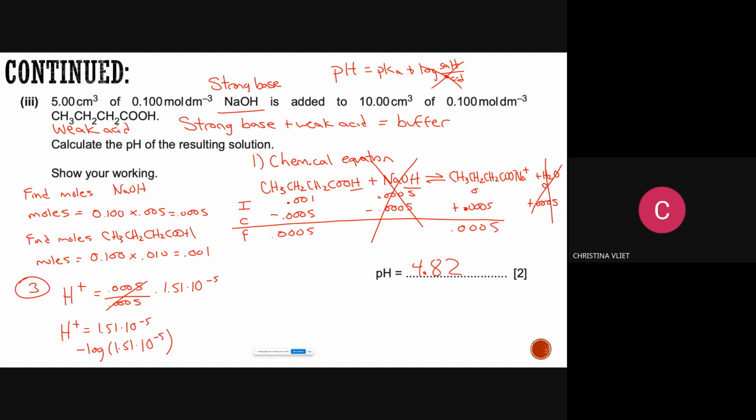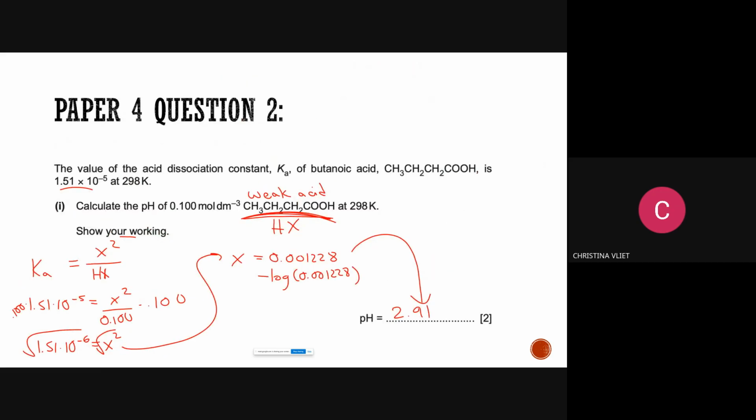Does that make sense? I'm going to pause and ask if it makes sense. And then let's take a look at something before we do the last question. Look at the first answer for the first part. You had a weak acid. What was that pH? 2.91. You added strong base to that weak acid. You made a buffer. What is the pH now?